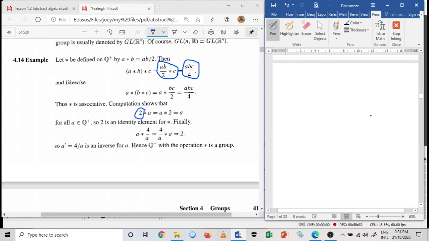Okay, this can be shown formally as follows. We do it similar to how we prove the existence of an identity element. So we say find an element, or let's say given A. Let us first take an arbitrary element of the set. Given A in the set Q plus.